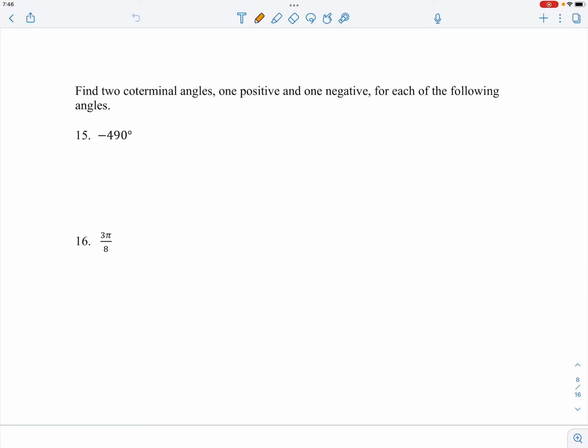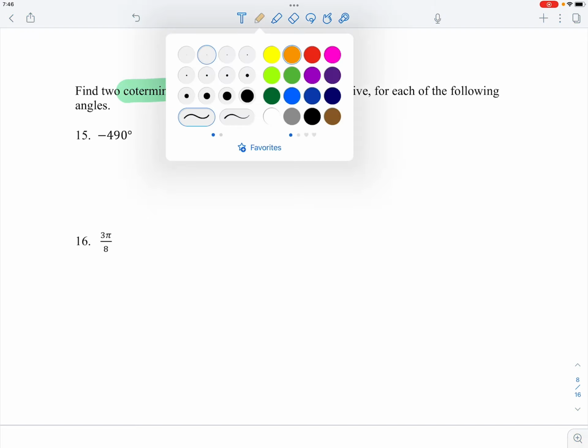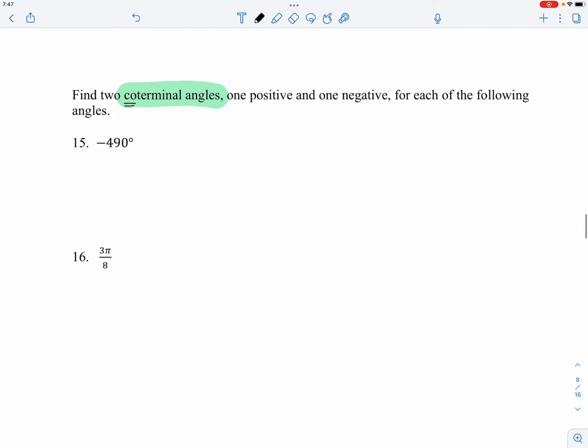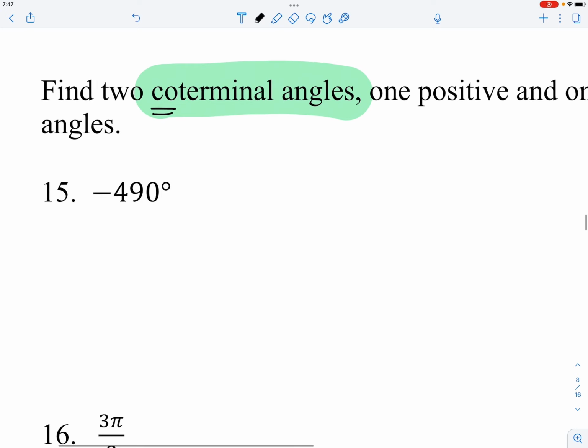Okay, all right. Number 15 and 16. For these two questions, we are trying to determine some coterminal angles. Before we go any further, I just want to make sure that everyone has a clear understanding of what coterminal angles are. As you can see from the word, coterminal means they share the same terminal side.